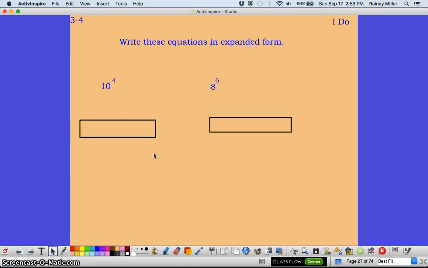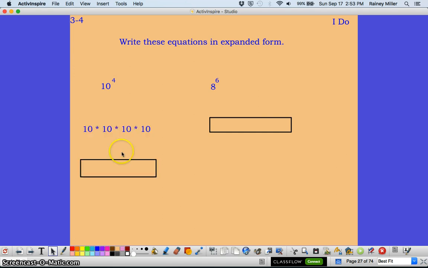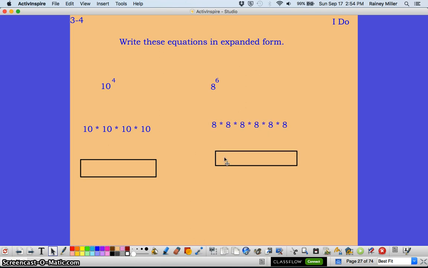Okay, now we need to be able to go the other direction. If I take 10 to the 4th power, what does that actually mean? Well, that means I have 10 four times. So 10 times 10 times 10 times 10. So 10 times 10 is 100, times 10 is 1,000, times 10 is going to be 10,000. I have 8 to the 6th power, so that's 8 six times. 1, 2, 3, 4, 5, 6. So I'm going to do 8 times 8 times 8 times 8 times 8 times 8 and make it grow exponentially. That's where that term comes from.